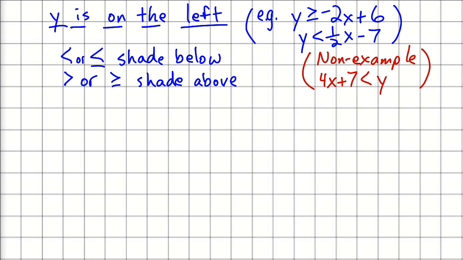And you could switch this one to an example by flipping it around. y is greater than, so I switch the sign, 4x plus 7, and that's perfectly allowed. Now it's an example. Questions about that?